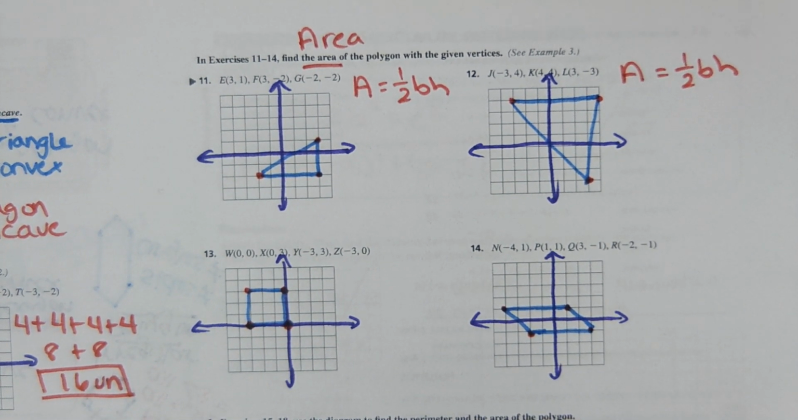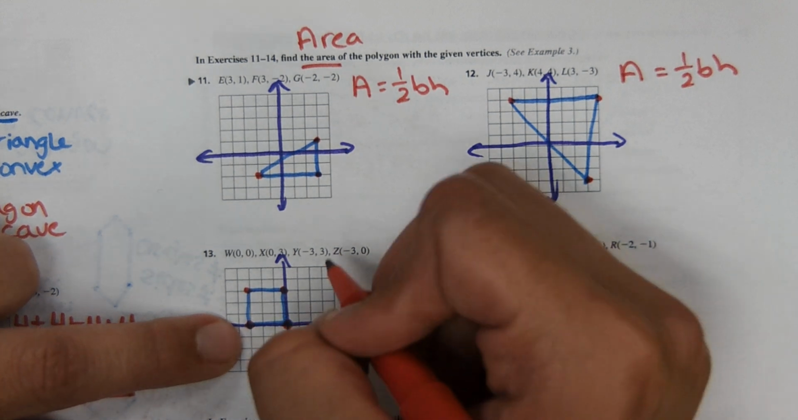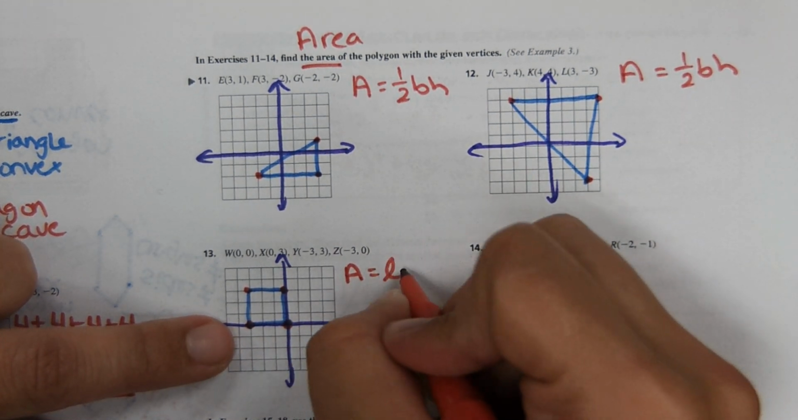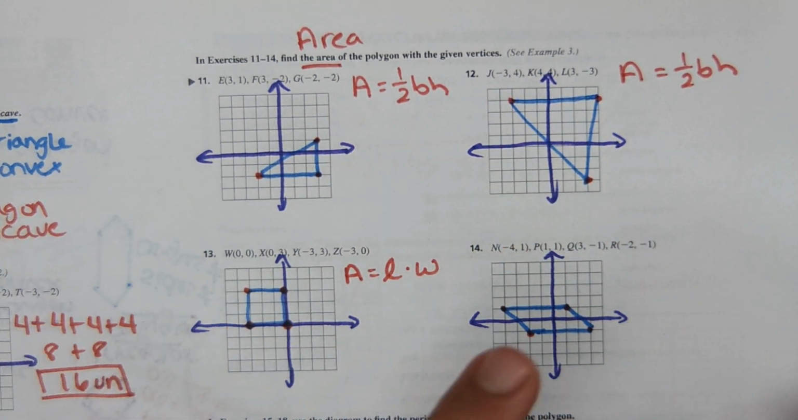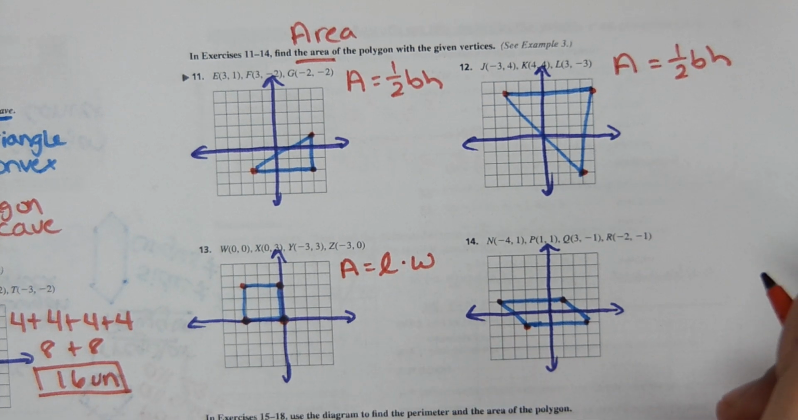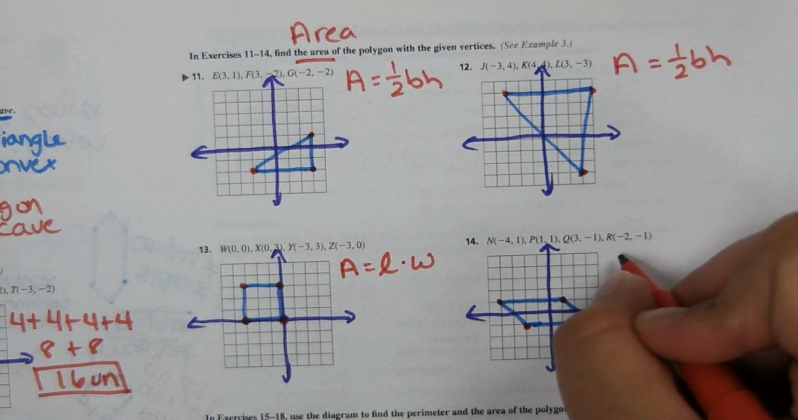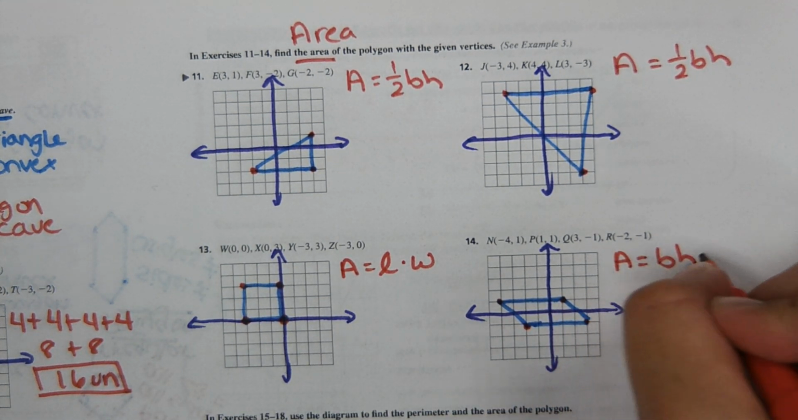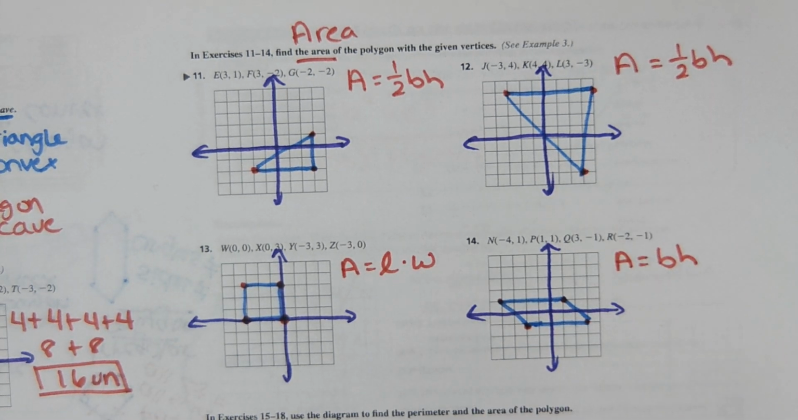Area of a square is just length times width, or side times side. And then area of a parallelogram is base times height. And this one's on the reference sheet.